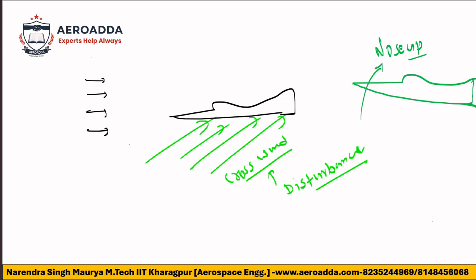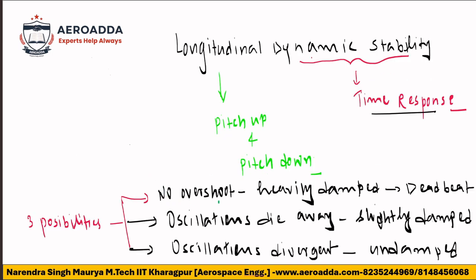So obviously, if it is a floating object, once it responds, the aircraft will come to its original position, but in different ways. So all three different possibilities I have explained: no overshoot means heavily damped. Heavily damped means that the aircraft comes directly to its initial condition without any oscillation.